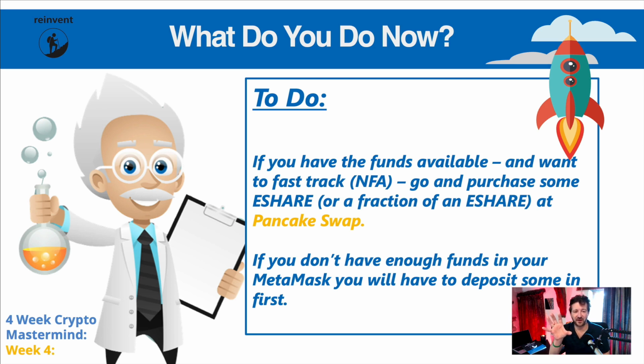If you don't have enough funds in your MetaMask to make this transaction, you will have to deposit something in MetaMask first. In other words, you'll have to have some BNB that you want to swap for eShare or some Ethereum. The more advanced you've got, you might even have some other cryptocurrencies in there, and you can swap any cryptocurrency at PancakeSwap for really whatever you want, as long as it's on the BNB chain, because PancakeSwap only supports cryptocurrencies that are on the BNB chain, but we are working on the BNB chain, so that's fine. Right, okay. Next video? Sounds good.